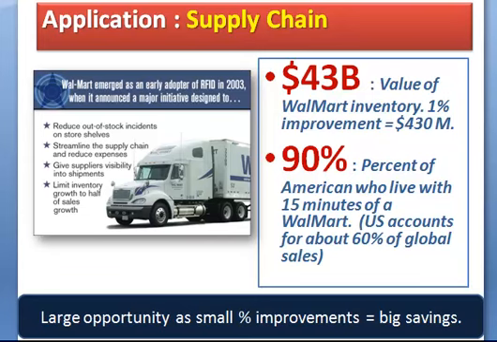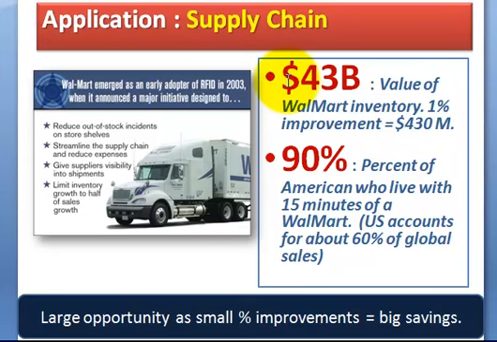We talked about the supply chain. Here's Walmart and what Walmart did to reduce out of stock and streamline the supply chain. Just to give you a view of the importance of this, the value of Walmart's inventory, it changes daily, but at the end of last year was $43 billion. $43 billion of inventory. Now, a 1% improvement to that, I hope I've done the math right, is 430 million.